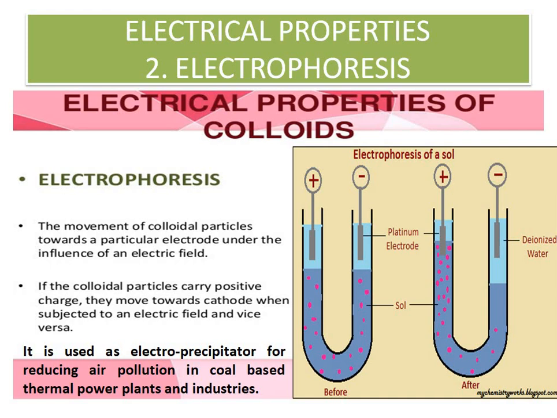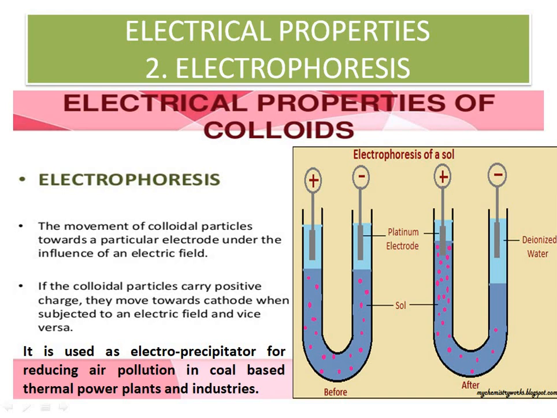If you are passing the current, and the colloidal particle carries a positive charge, it moves towards the cathode. It means the cathode is negative. Similarly, anionic, negatively charged particles will move towards the anode. This is the practical application of the electroprecipitator, where coal dust can be separated from the air by use of electrostatic precipitators. We use that for air pollution control.